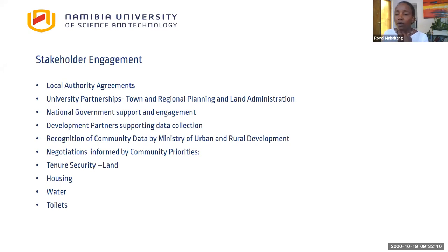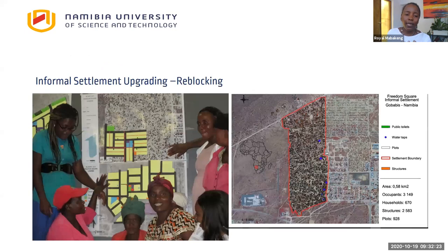One of our biggest success stories for Namibia, and especially for the university, was the informal settlement upgrading or reblocking process that took place in Freedom Square. Initially in 2012, we had a data collection that took place in all four informal settlements that you find in one of the regional capitals in the northeast part of the country. Communities collected data on each and every individual household. They mapped all the structures, and household priorities were identified.